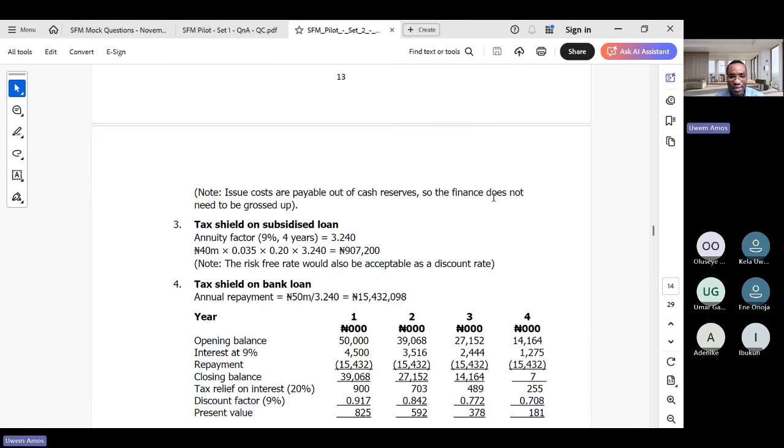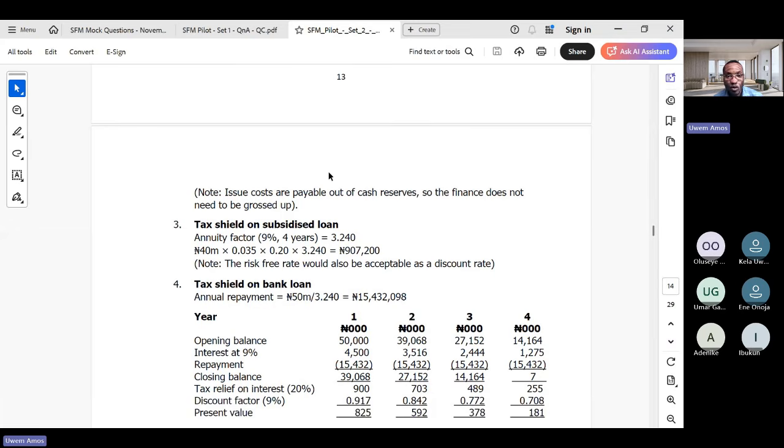I don't know what 9% is. I need to check the question, but it mentions here that the risk-free rate would also be acceptable as a discount rate. That's because there's that provision. So if it mentions that the risk-free rate would also be acceptable, it therefore means that this 9% is most likely the bank rate. I don't know except we look at the question.